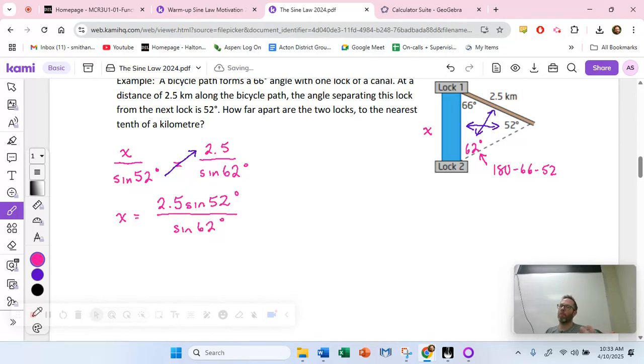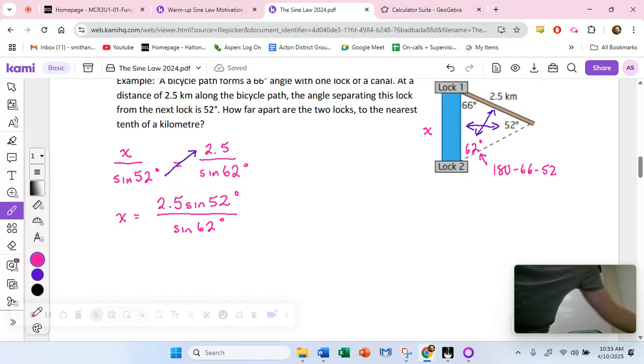That would be my cross multiplication result. Multiply the diagonal, divide. And your display calculators can handle this no problem as it is, though some of you with the non-display calculators might have to do possibly an intermediate step, depending on how good you are with it. It's 2.5 times sine 52 divided by sine 62. And we've got it.